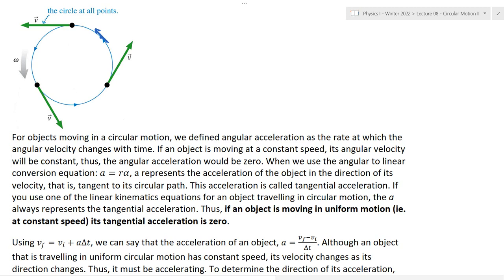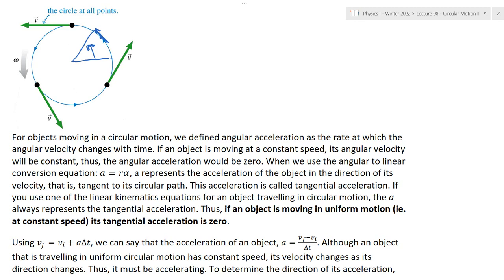For objects moving in circular motion, we define angular acceleration as the rate at which the angular velocity changes with time. When we talk about angular velocity, we're talking about the change in the angle over time. How fast is that changing over time? We're talking about an acceleration now because radians per second would be the angular velocity, but how fast is that changing per second? So it would be radians per second squared.